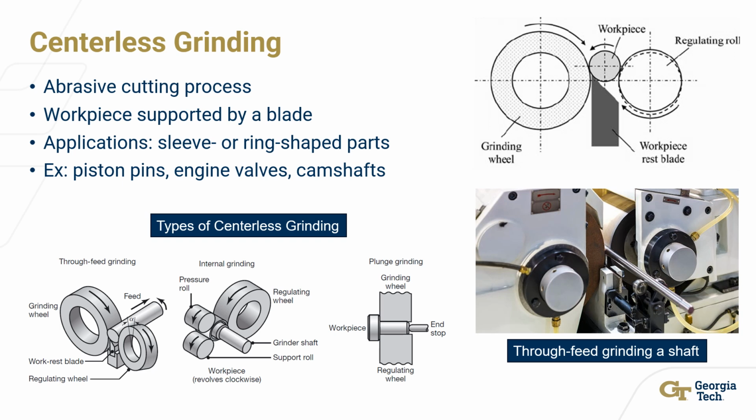Centerless grinding has applications in manufacturing sleeve or ring-shaped parts, such as cylindrical roller bearings, piston pins, engine valves, and camshafts. Parts with variable diameters, such as bolts, valve tappets, and shafts, can also be ground by centerless grinding. Centerless grinding is important because it is a grinding process that prevents deflection of the workpiece better than other grinding processes.